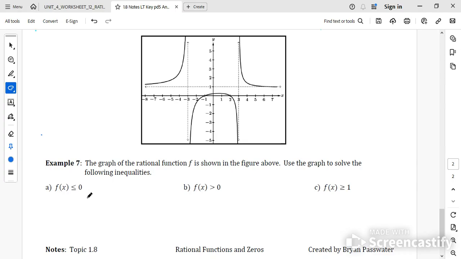So we've talked about it in this type of way before, where that means that my output values are in negative y territory. So that's going to be something that looks like this and like this. And because I have an equal to down here, that means we have to include those x-intercepts as well.